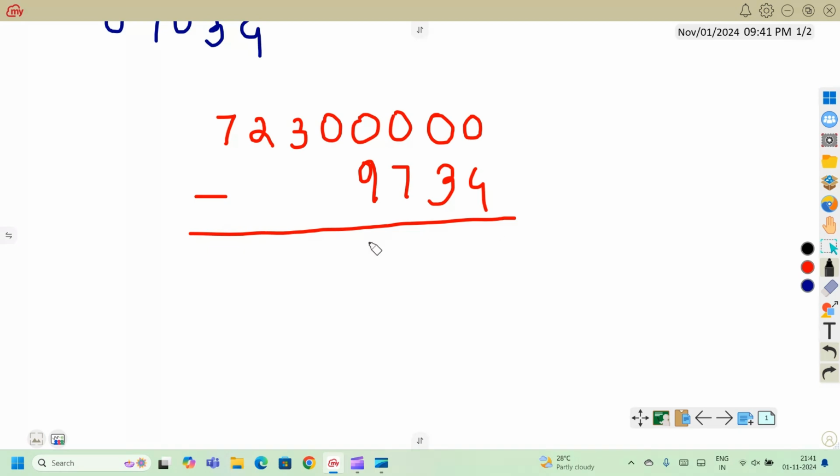9 minus 9 is 0. Let's try to do from right to left, maybe. Then 9, then 6, then 3. Sorry, 6 again, then 2, then 0. What happens to the digit immediately here?